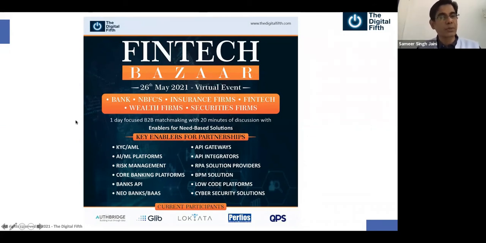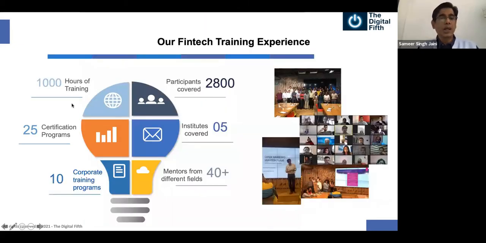In the FinTech Bazaar, you can all enroll if you're interested, but it's a very specific matchmaking activity, and it's not a place where you will see a lot of demos. It's one-on-one activities. We do a lot of trainings. I think we are the largest training provider in Asia, and we are purely focused on fintech, open banking, and financial blockchain. We've done a lot of sessions with a lot of institutes.